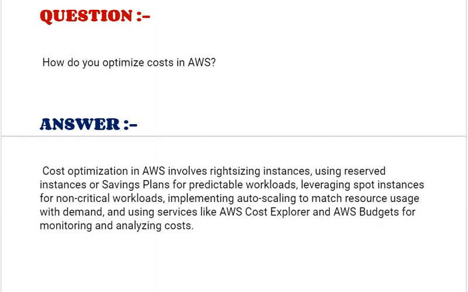Our next interview question is: how do you optimize costs in AWS? Your answer should be cost optimization in AWS involves right sizing instances, using reserved instances or savings plans for predictable workloads, leveraging spot instances for non-critical workloads, implementing auto scaling to match resource usage with demand, and using services like AWS Cost Explorer and AWS Budgets for monitoring and analyzing costs.